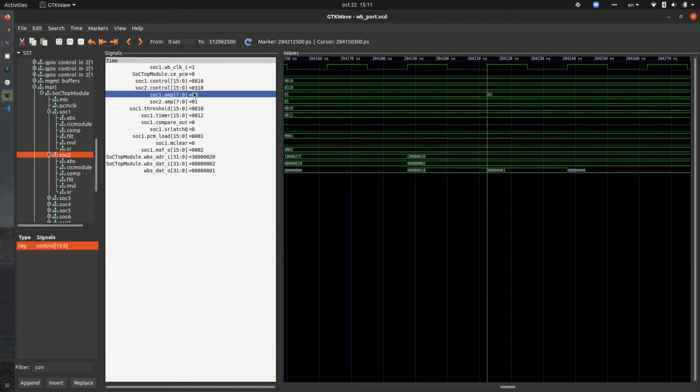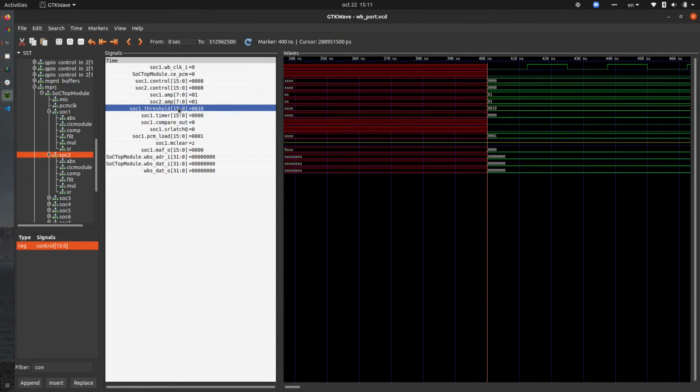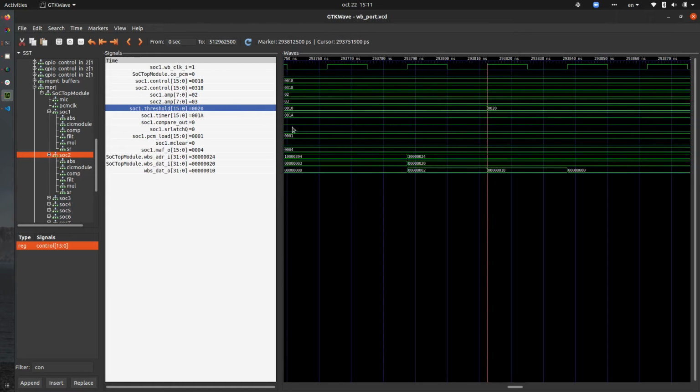For the register, the same can be observed. We see the data that is written in the firmware and the address to which this data is being written. In the case of the threshold register, it's the same situation. Last but not least, we can see the data that we write to the PCM register.